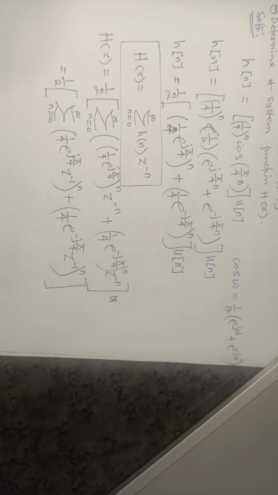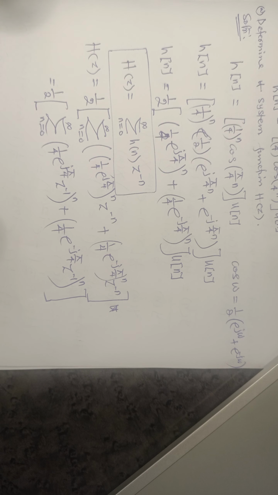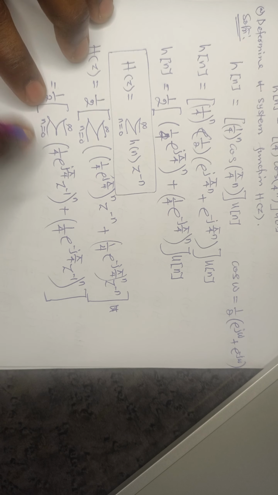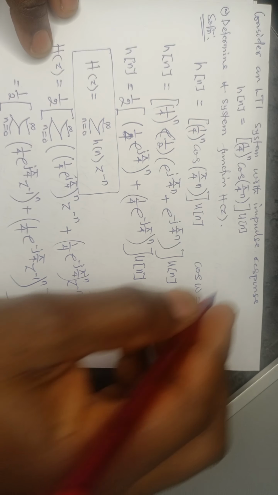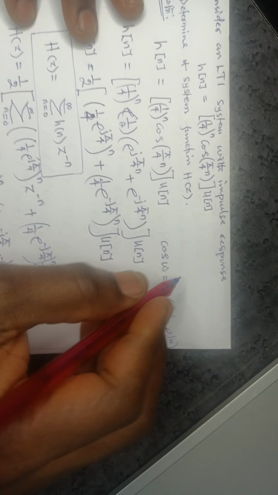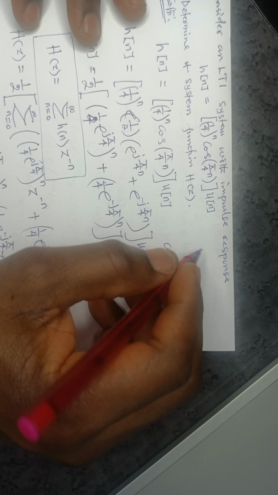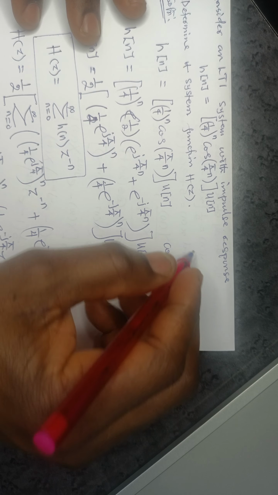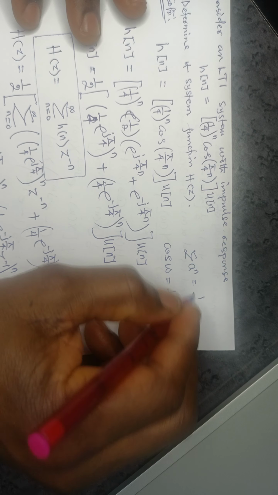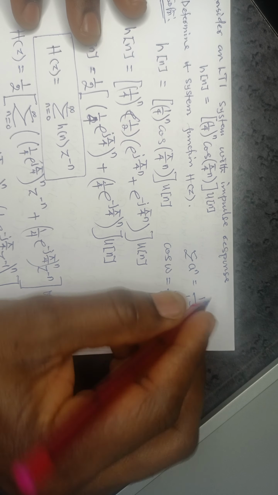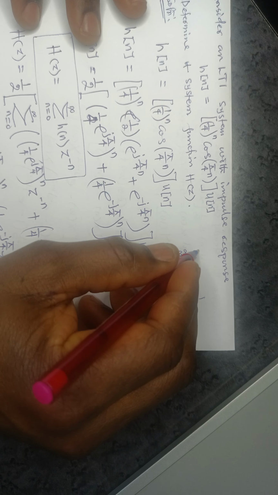So now that we have this expression, we apply the formula for the sum to infinity. If we want the sum to infinity of a^n, it is going to be 1 over 1 minus a, with n from 0 to infinity.